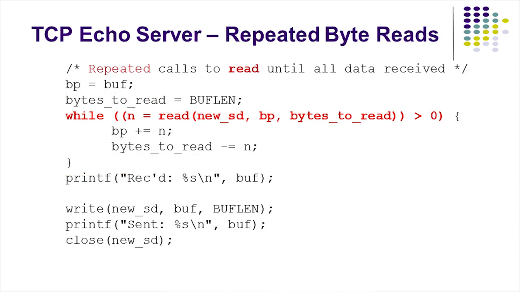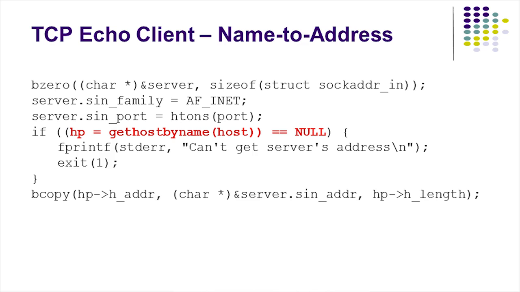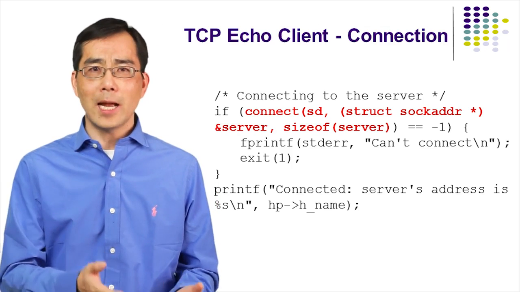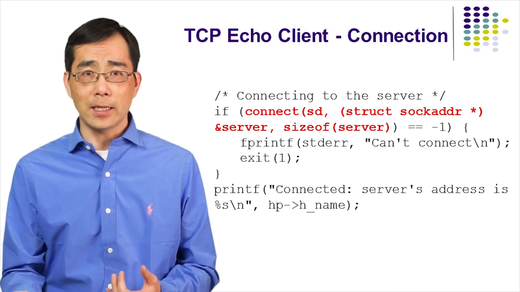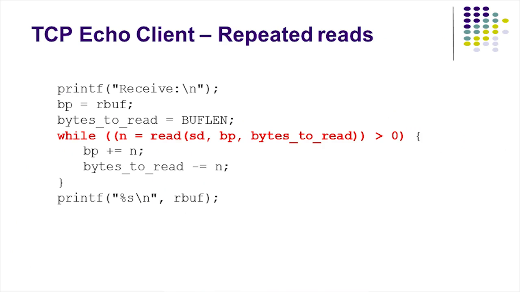Because TCP is stream-oriented, the received data may come in multiple pieces of byte streams independent of how data was sent at the other side. Therefore, the program has to make repeated calls to read until all the data has been received. At the client side, it knows the server name but not its IP address. Client uses a name-to-address conversion function, gethostbyname. The client establishes a connection on a socket by calling connect. It also does repeated calls to read until all the data has been received.